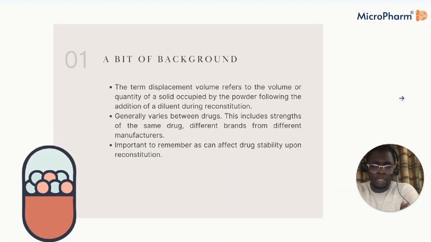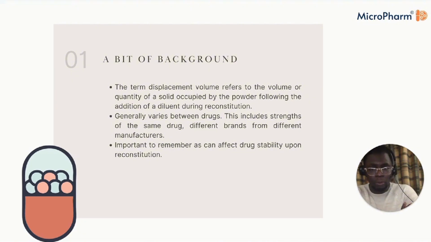So the term displacement volume generally refers to the volume or the quantity of a solid occupied by the powder following the addition of a diluent during reconstitution. So for instance, let's say you had 5 grams of a certain powder. It could be that that 5 grams of powder displaces 5 ml of water. So if you were to add 10 ml, then the total volume would actually be 15 ml, because 5 grams displaces 5 ml of water.